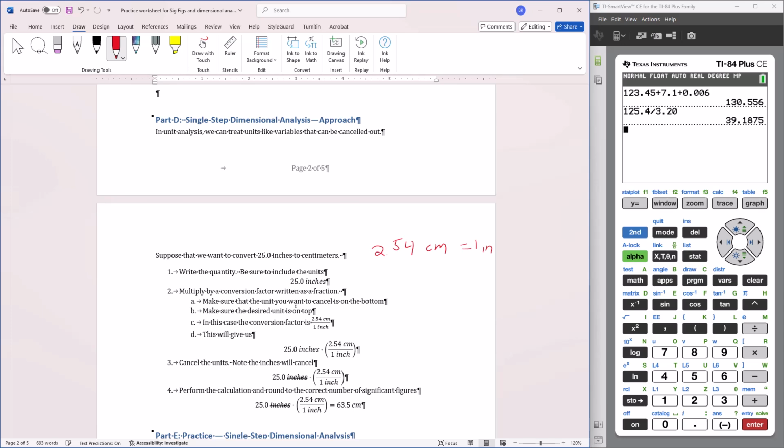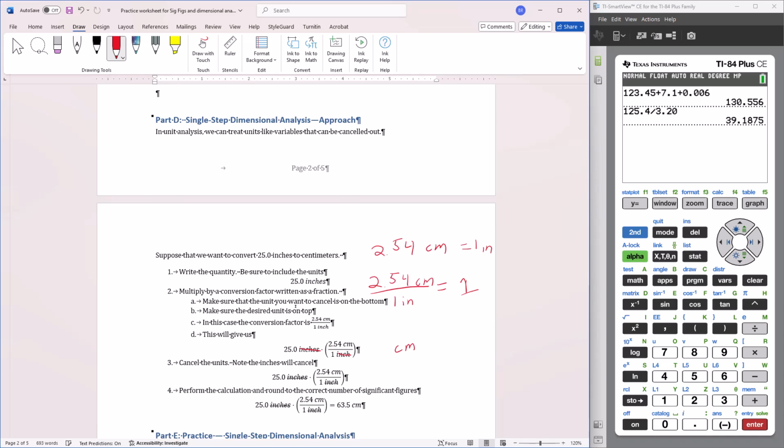Well, if that's the case, then 2.54 centimeters divided by 1 inch is equal to the unitless quantity 1. And if you multiply anything by the unitless quantity 1, it does not change its value. So that's what we're doing here. We're multiplying by 1. And the best part is that we can treat these units like variables. Since I have inches in the numerator and inches in the denominator, they will cancel out, and the only thing we have left is centimeters.